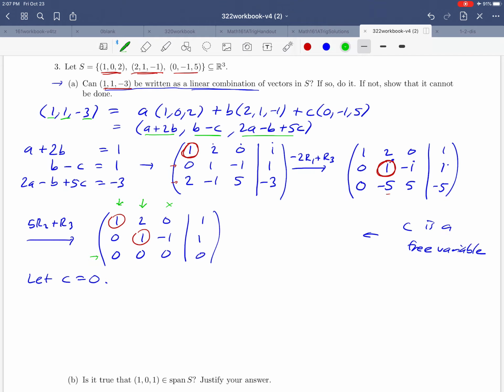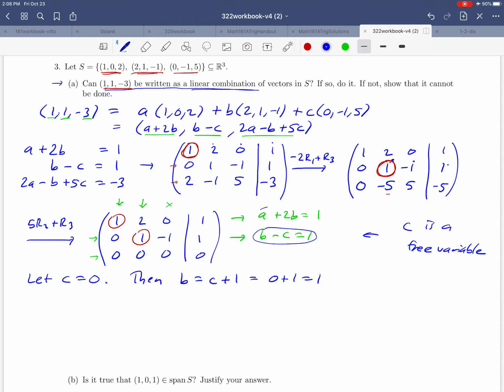To do that, let's look at our reduced system here. If we write down the second equation, looking left to right in row 2, we get B minus C equals 1. Then the first row reads off A plus 2B equals 1. We let C be 0, so we'll use that choice for C to figure out what A and B are. Starting with this equation, if B minus C is 1, that means that B is C plus 1 if we add the C to both sides, but we chose C to be 0, so we just get 1 for B.